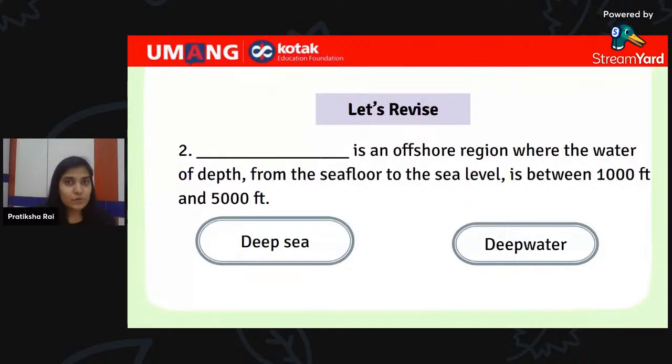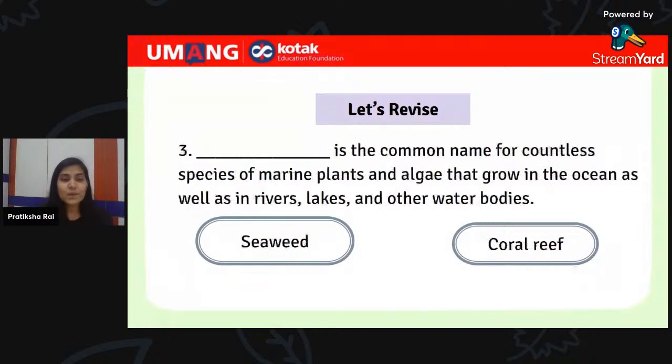Yes, I can see a few of you respond. Quickly type your responses. What do you think is the correct answer here? Yes, that's right. The correct answer is deep water. So, deep water is an offshore region where the water of depth from the sea floor to the sea level is between 1000 feet to 5000 feet. Well done. Let's look at the next one.